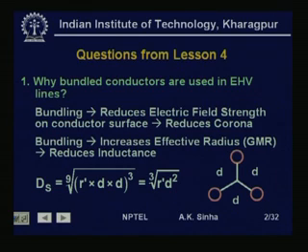in lesson 4. The first question was, why are bundle conductors used in EHV lines? Well, the answer is that bundling of conductors, that is, instead of using one single conductor, the use of a number of conductors connected by conducting frames, reduces electric field strength on the conductor surface, which in effect reduces the corona losses, which result in power loss as well as radio interference and audible noise in the system.